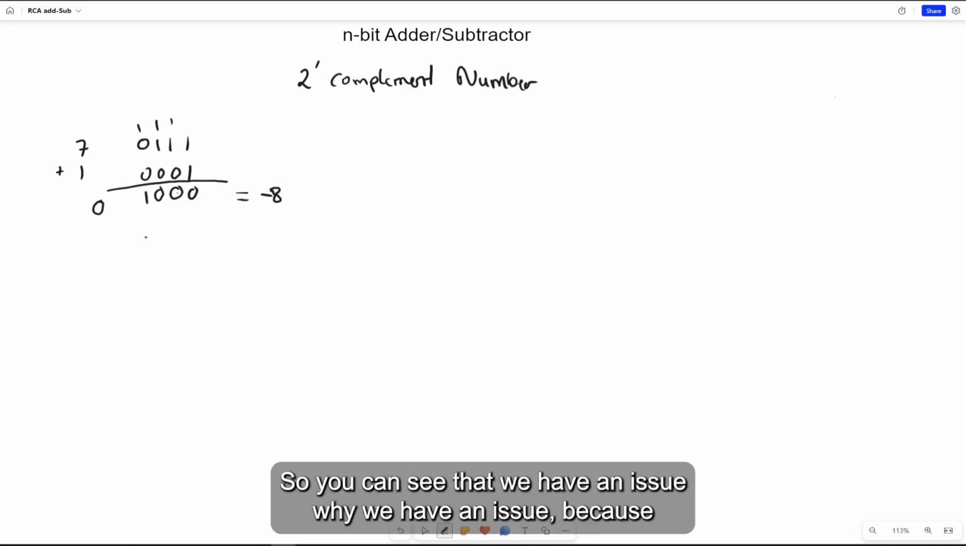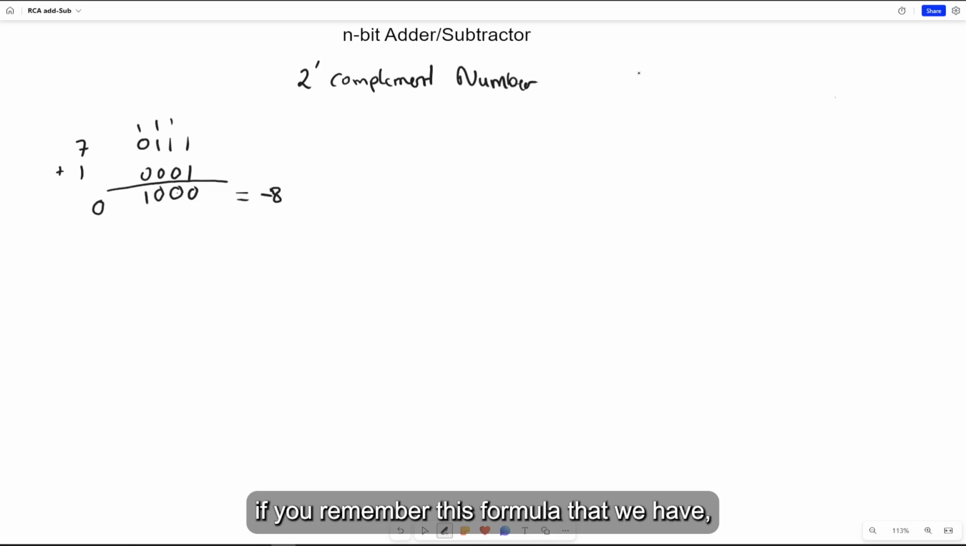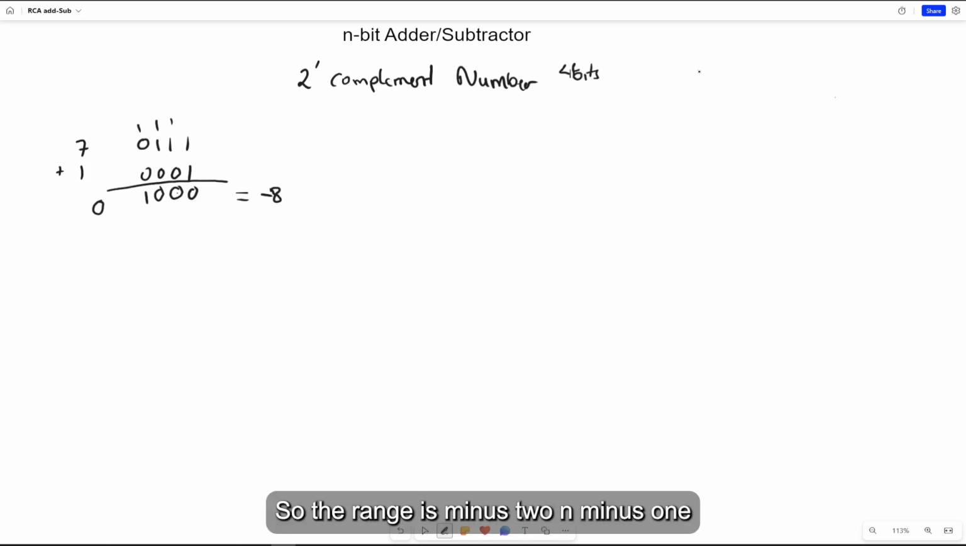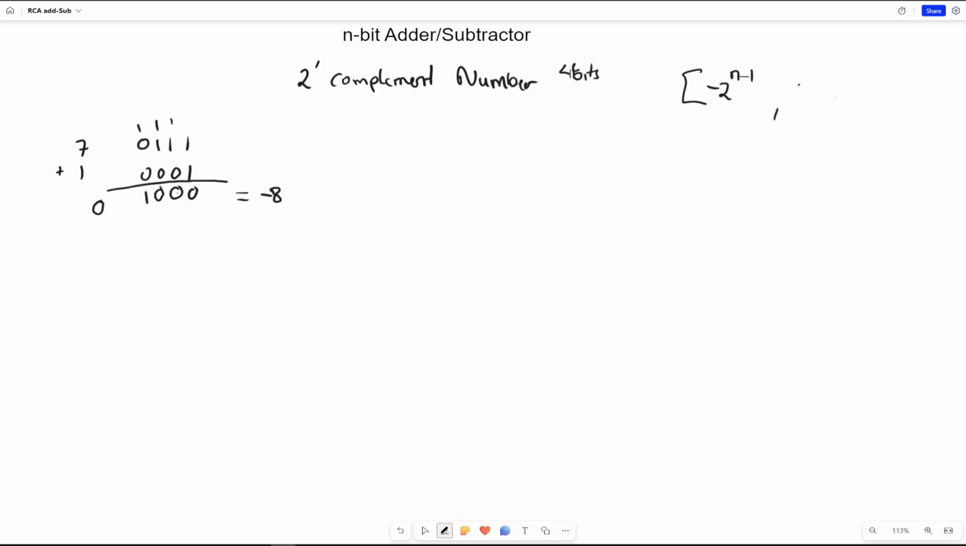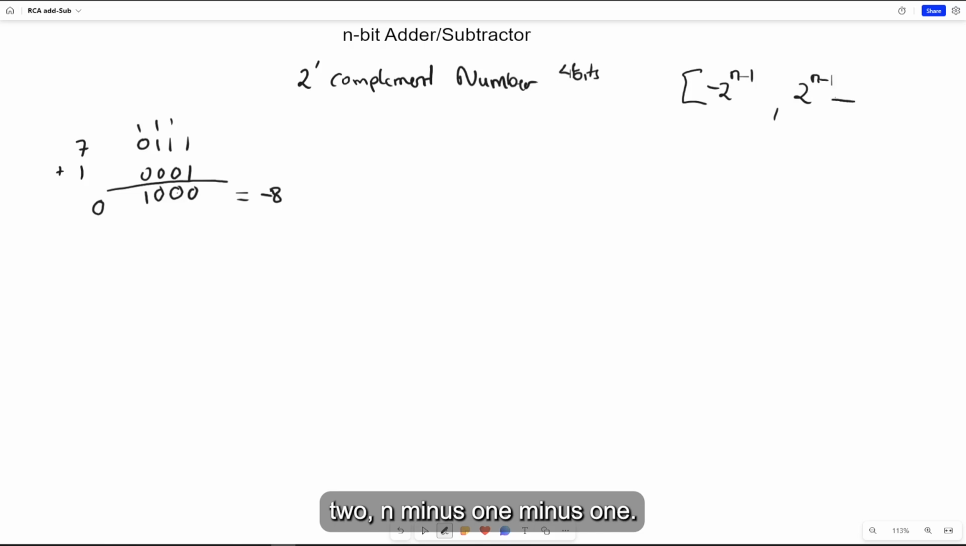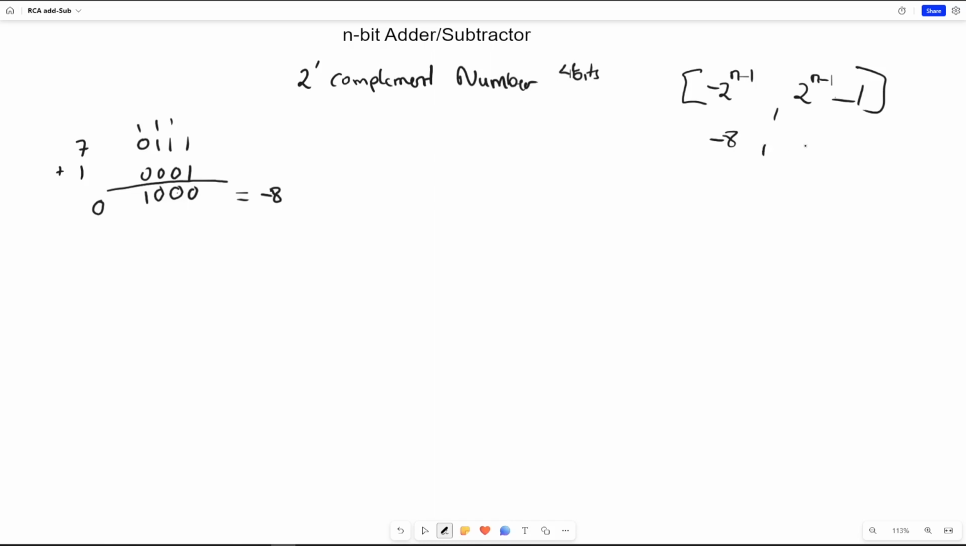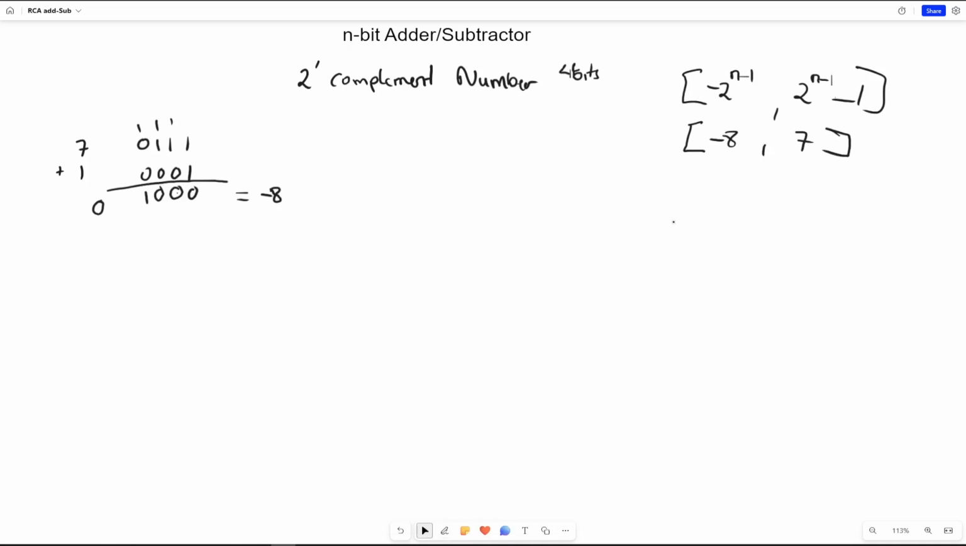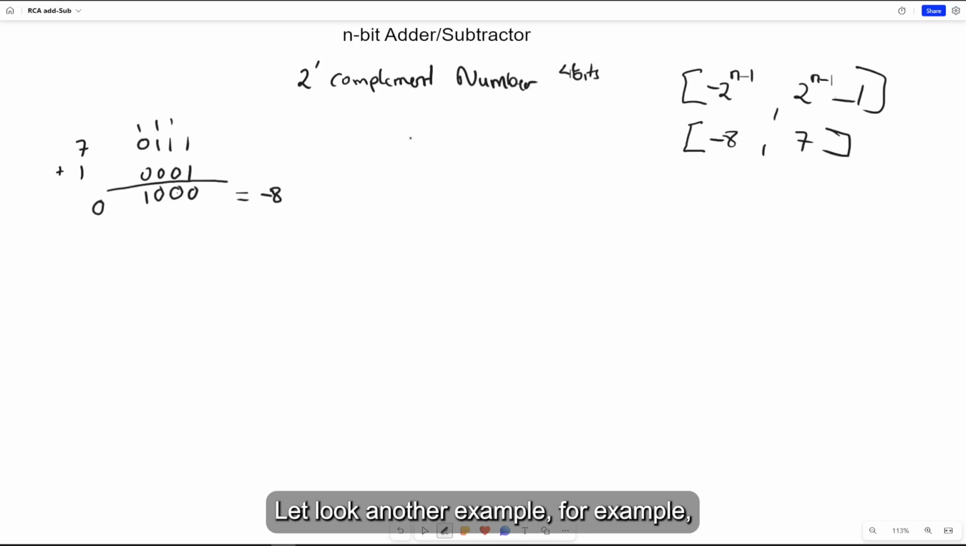So you can see that we have an issue. Why do we have an issue? Because if you remember this formula that we have, if we are using 4-bit numbers, the range is -2^(n-1) to 2^(n-1) - 1. So the range is -8 to +7. So the answer should be in this range, else that means you have an overflow. So this is wrong. Let's look at another example.